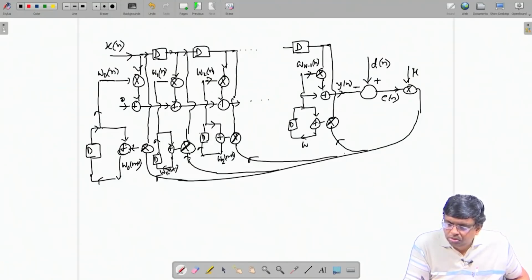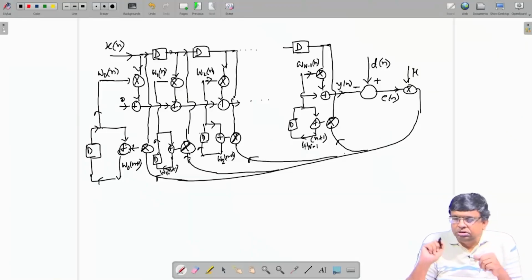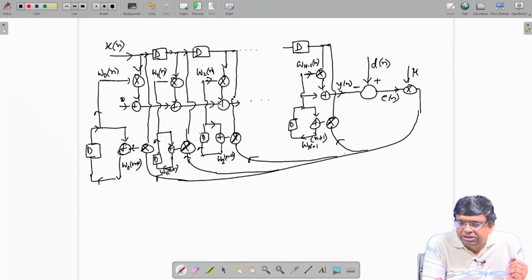So, this will be your W. Okay. So, this is the basic structure of an LMS based adaptive filter.